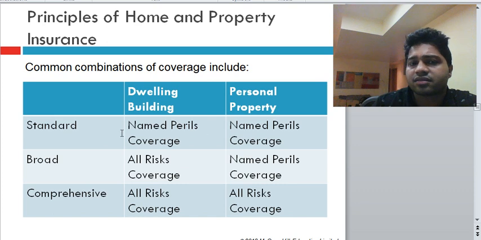So standard means you have named peril coverage for personal property and dwelling. Broad means there is all risk coverage for dwelling and named peril for personal property. Comprehensive means all risk for both.